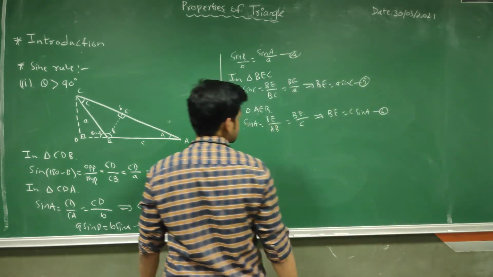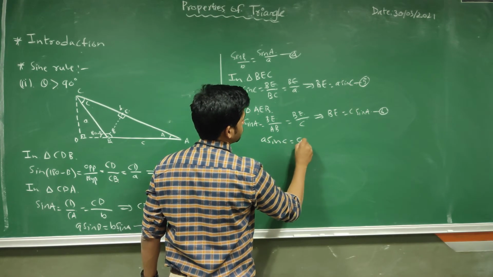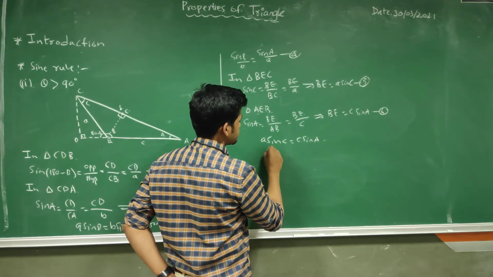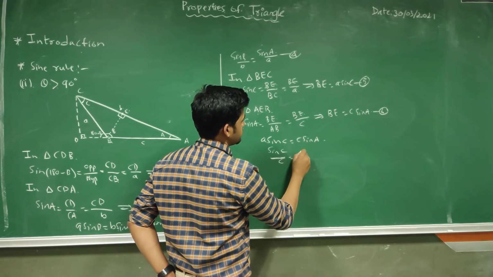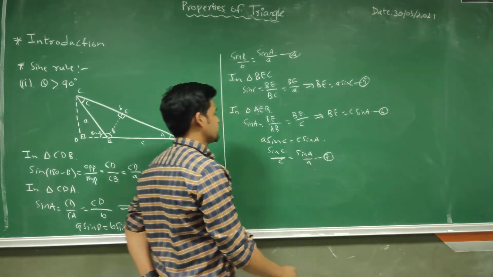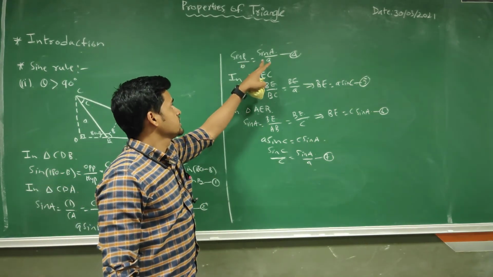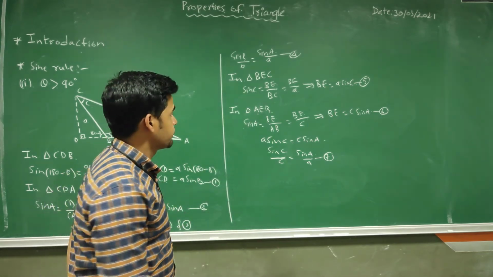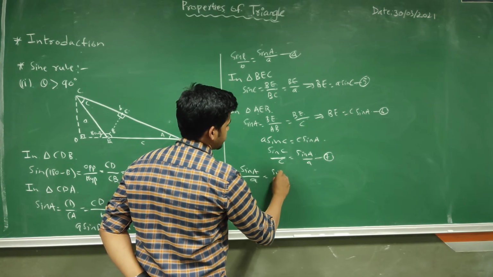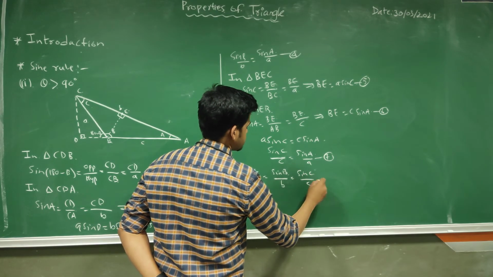Okay, from equation numbers 5 and 6, I can write A sin C is equal to C sin A, and from here if I rearrange this, sin C by C is equal to sin A by A. Let's take this as equation number 7. So from equations 4 and 7, I can write that these quantities are equal: sin A by A, sin B by B, and sin C by C.